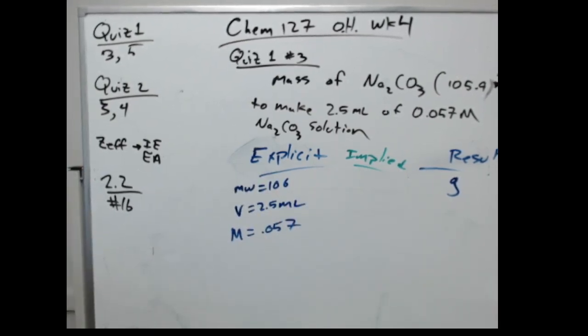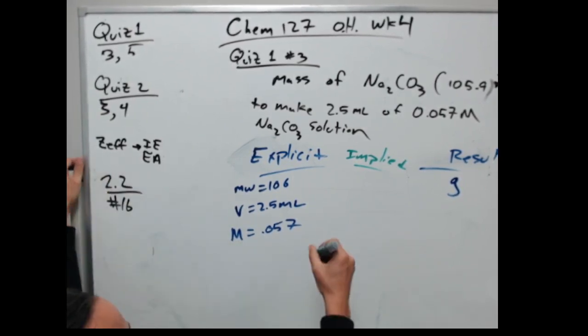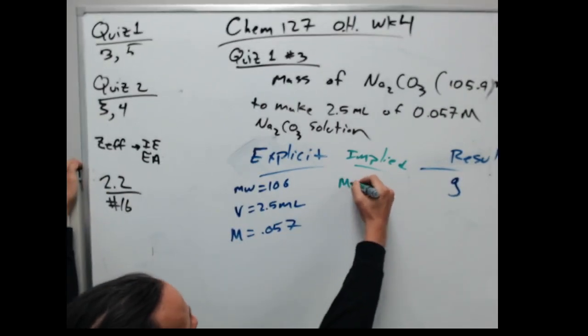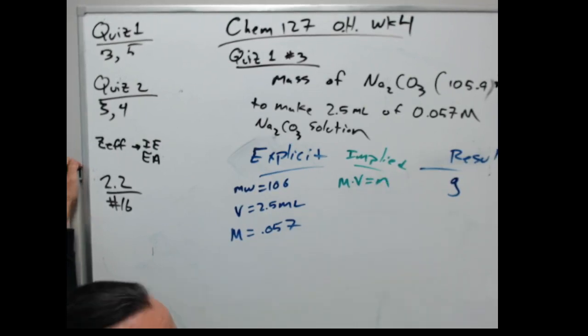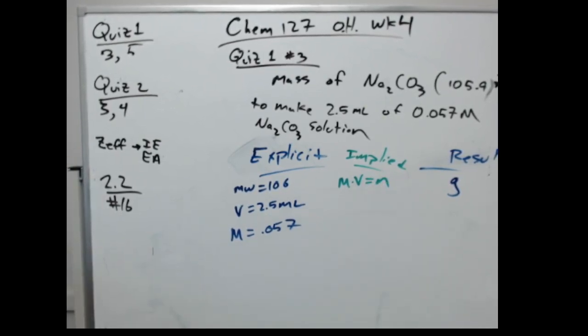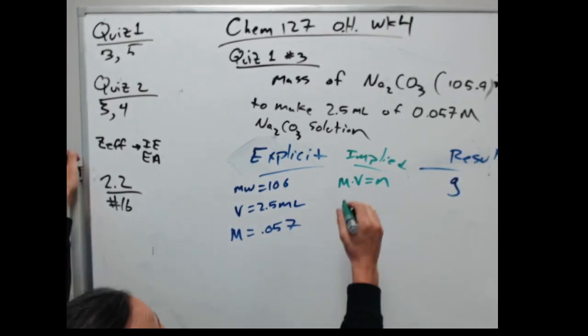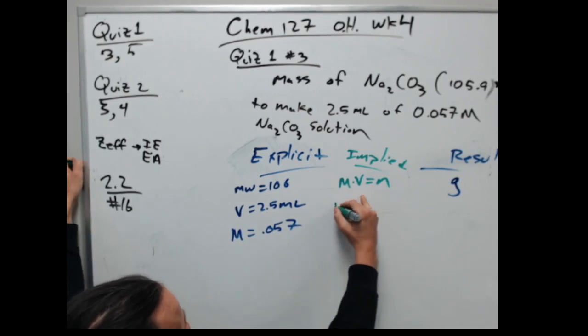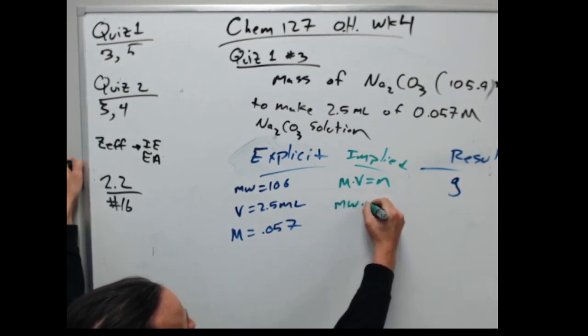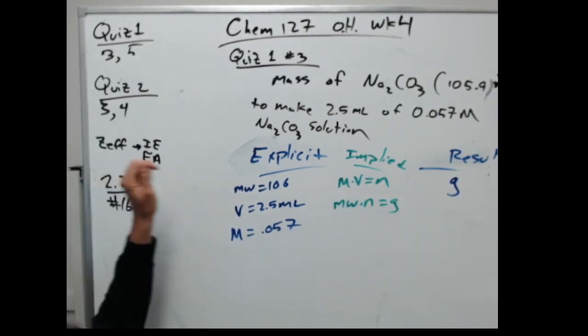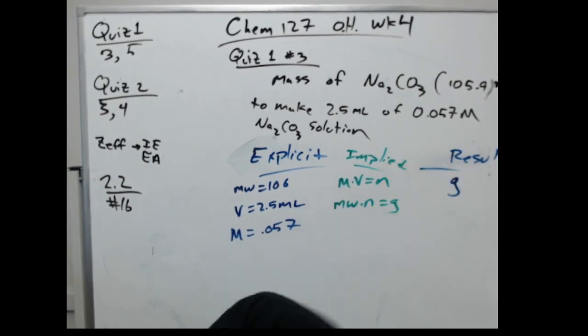The implied things in this case are how we use these different things. So knowing that molarity times volume equals moles is going to be the first thing that we have, right? That's the molarity is moles per liter, so that's just rearrangement of the molarity equation. And then also, molecular weight times moles equals grams, right? I got moles on bottom of molecular weight. If I multiply by the number of moles, that gets me my grams.